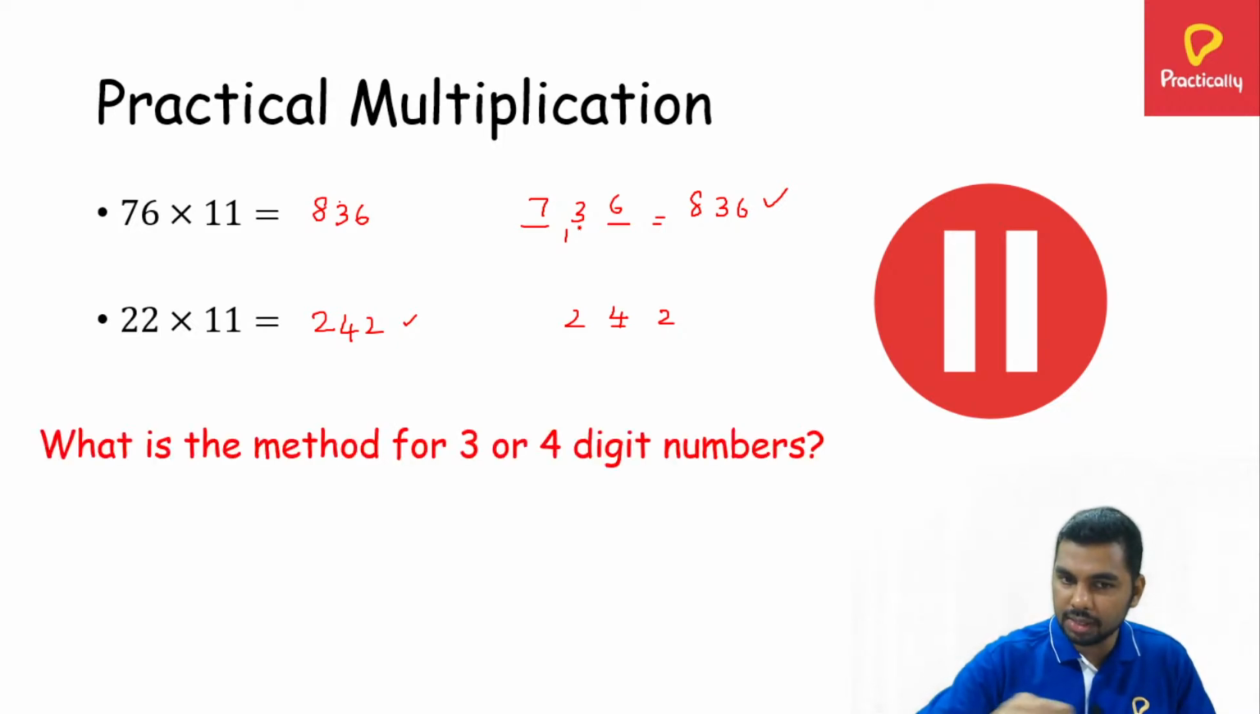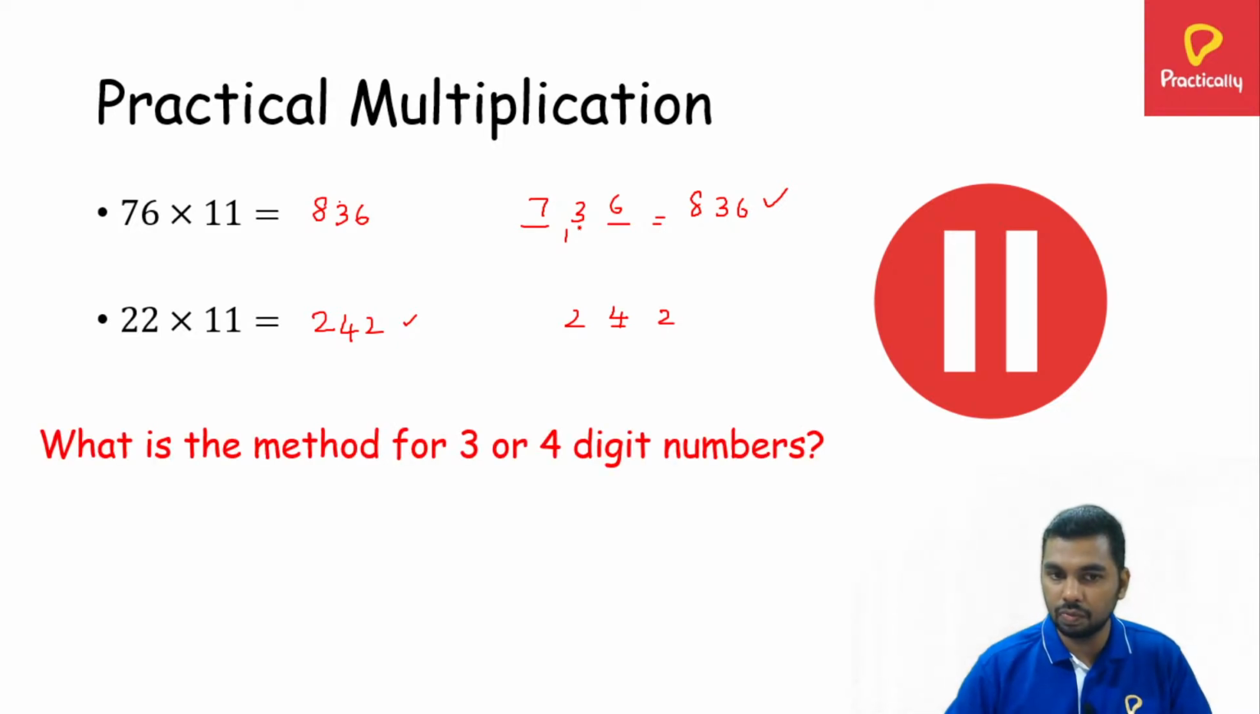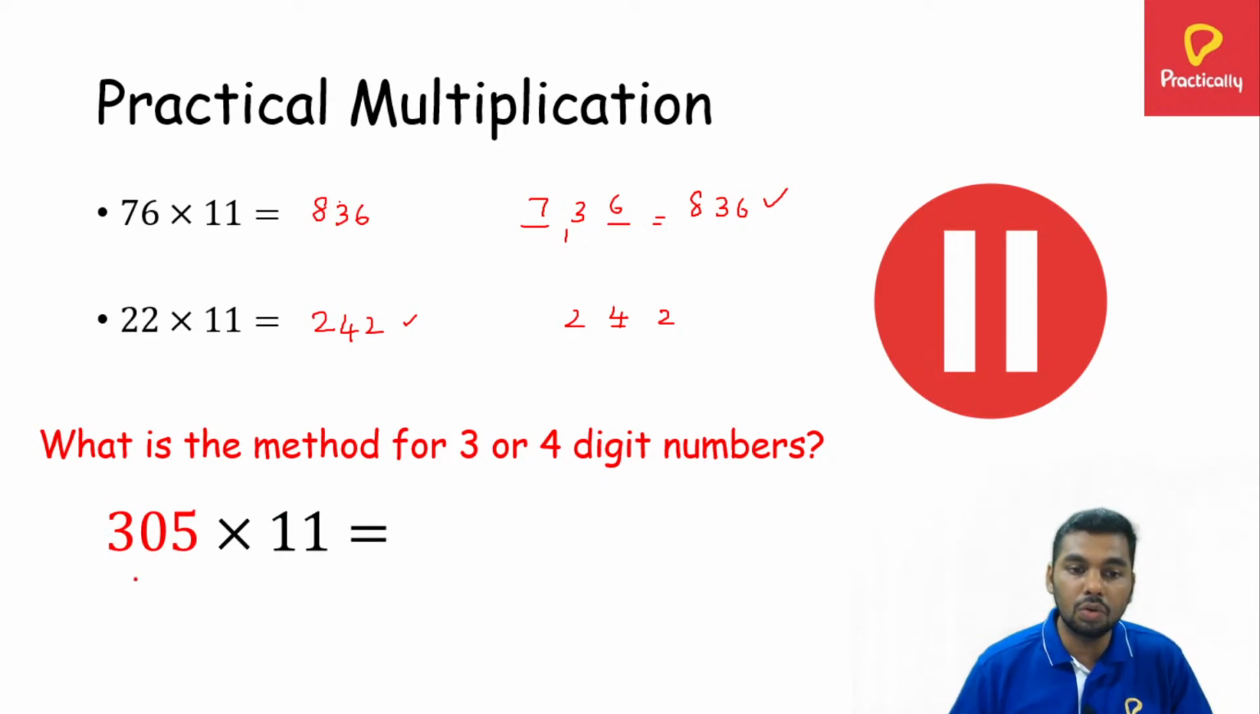Now I'm going to go one step ahead, and I'm going to ask you whether you can do the multiplication of 11 with 3 or 4 digits. For example, the number 305, can you multiply by 11? What is the multiplication of 11 with 305? The answer is yes, you can find it. So what I'll do is, I'll write 305 like this, and let me just use another color, 11. So 11 is here. I'll write 11 in a slightly different manner.